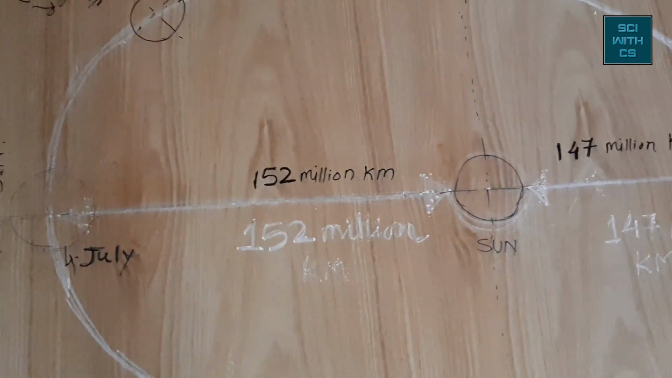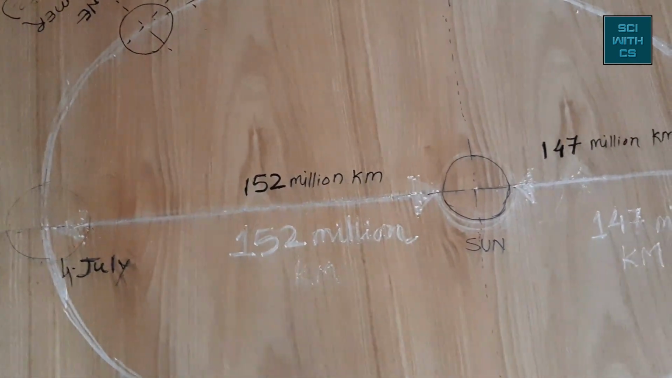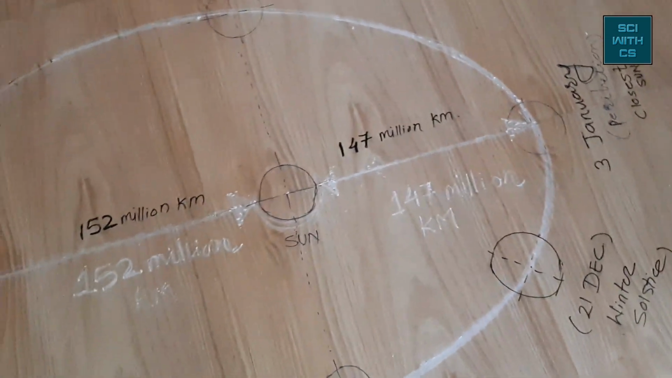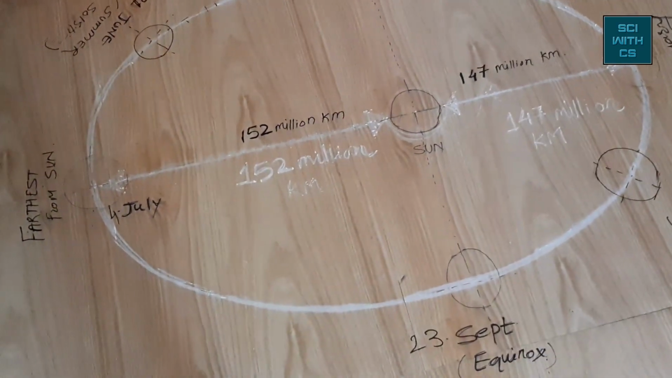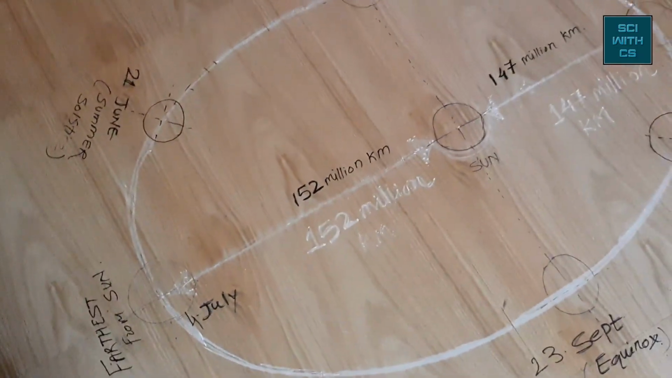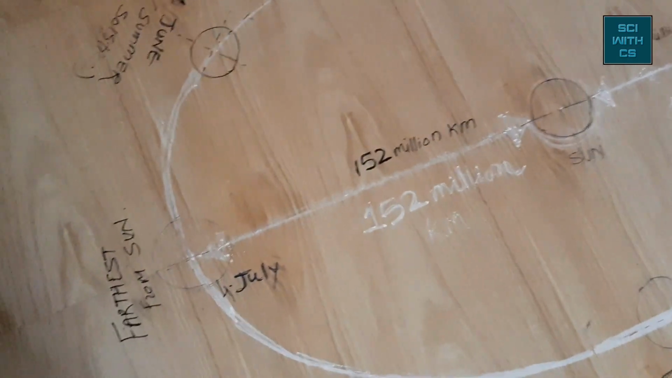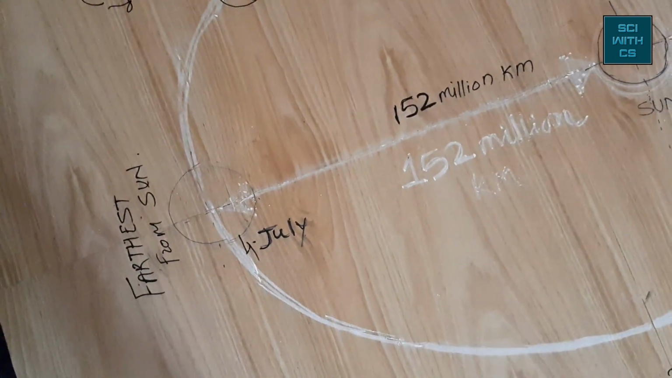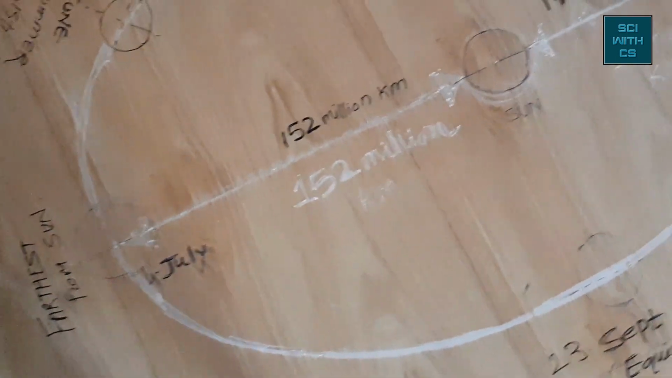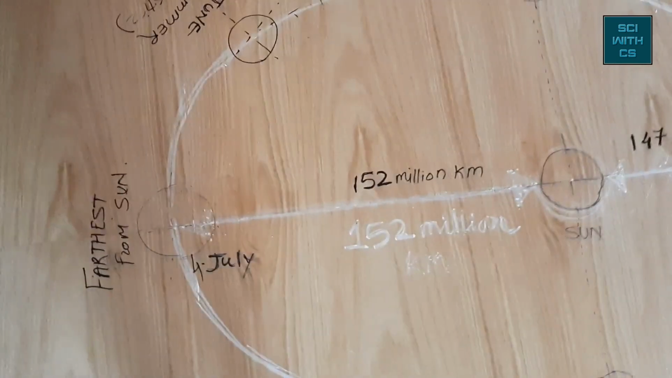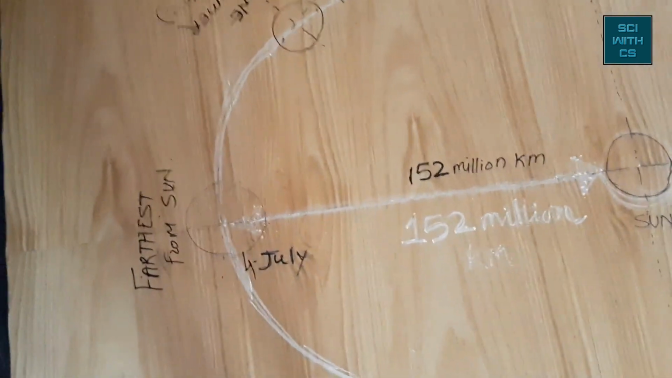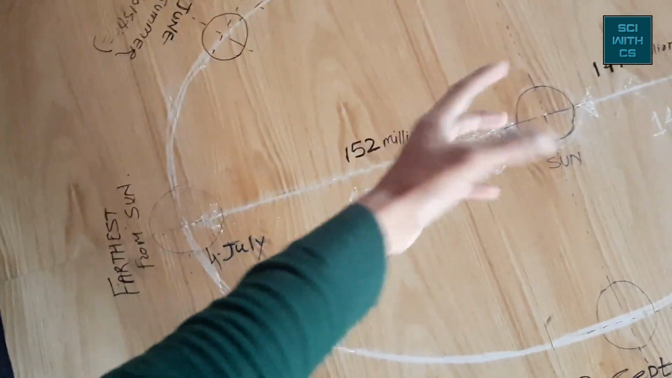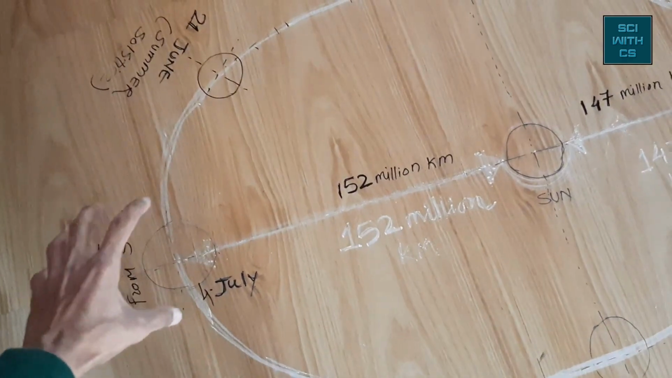So as you can see, it's 152 million kilometers on the longer radius and 147 million kilometers on the shorter radius. So this is what makes Earth's orbit an ellipse. I have divided this orbit into 12 months and it gives the respective seasons, as well as solstices and equinoxes. So as you can see here, on the 4th of July, the Earth is at its aphelion. That means this is the farthest from the sun, the longest distance from the sun.